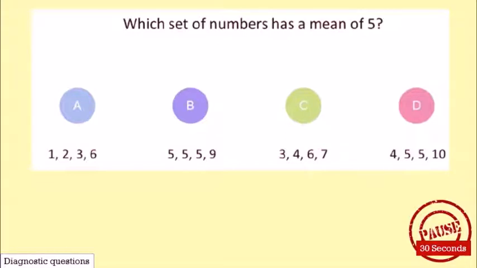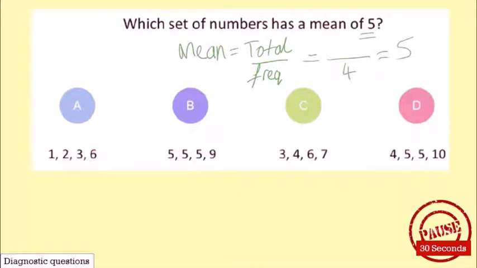Fantastic, well done. So first of all, what is the mean? The mean average is basically the total of all the numbers divided by the frequency. That means what they all add up to divided by however many there are, and we want the mean to be exactly 5. In each of the questions there are 4 numbers, so the number that I will be dividing by is 4. So all I need to work out is what total divided by 4 is equal to 5.